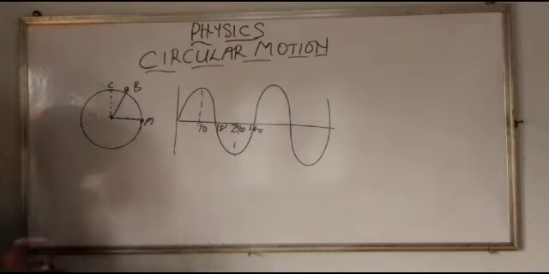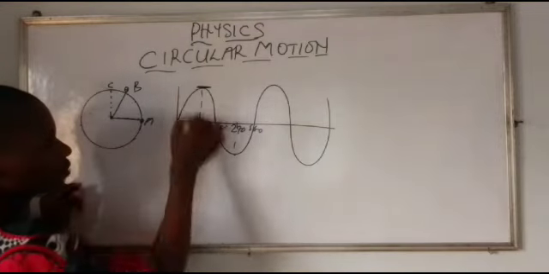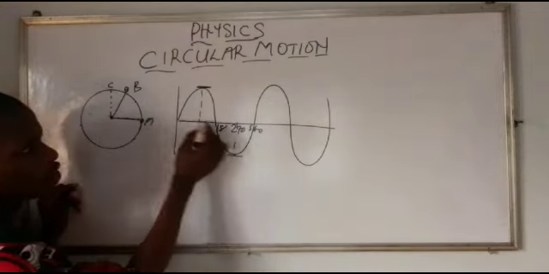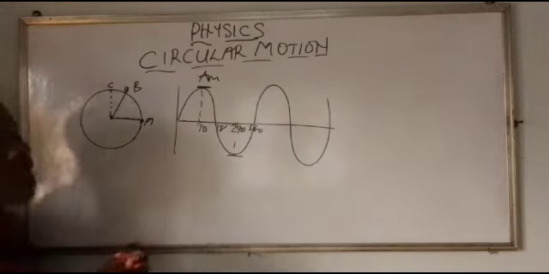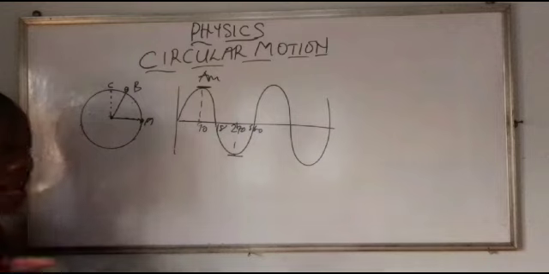Isn't it? So please take note of that. So this maximum displacement, this is the maximum height that can be reached from the equilibrium position. So they are called amplitude. Amplitude is measured in meters, alright? So that is it for that.